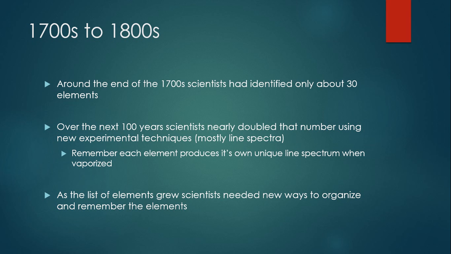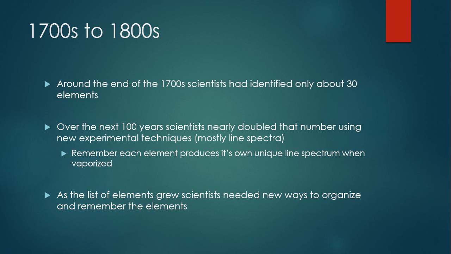But over the next 100 years or so, we used new experimental techniques, something that you've actually seen, line spectra. So remember, when you vaporize an element, it produces its own unique line spectra. So remember with the spectroscopes, you looked at, I think it was potassium chloride and sodium chloride, and saw the difference in the light that was created by those. So over the next 100 years or so, using those techniques, scientists doubled the amount of elements that they knew.